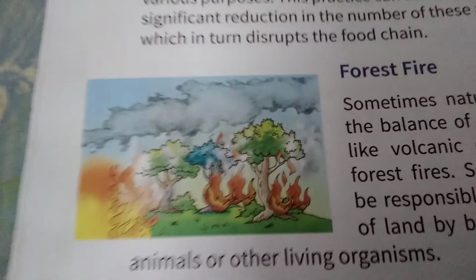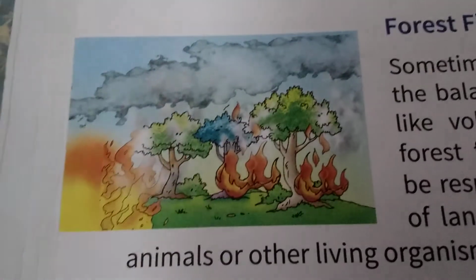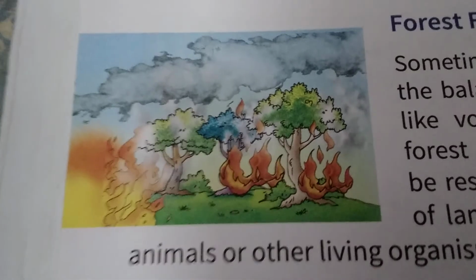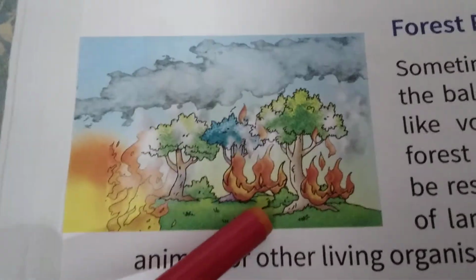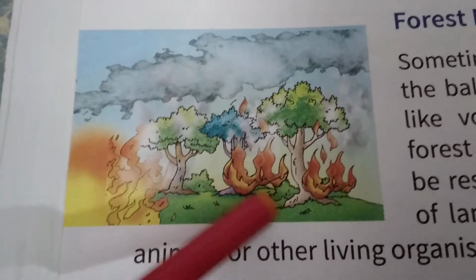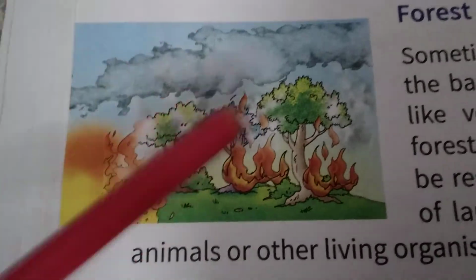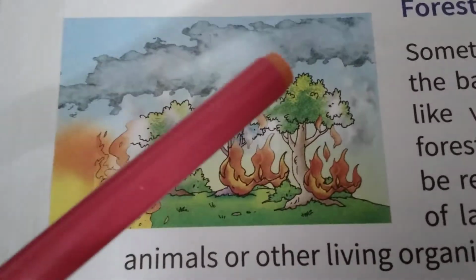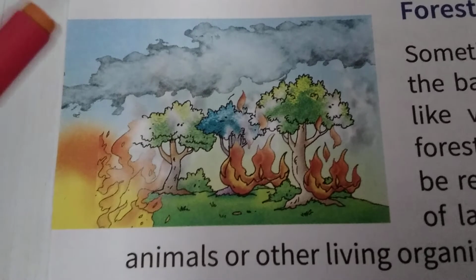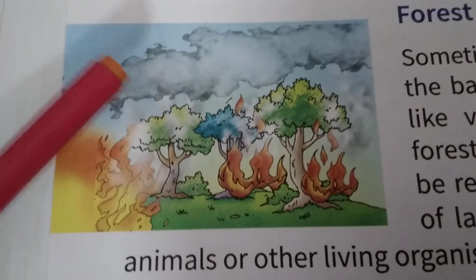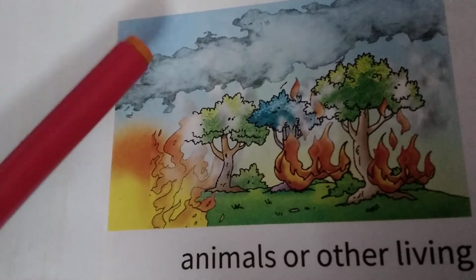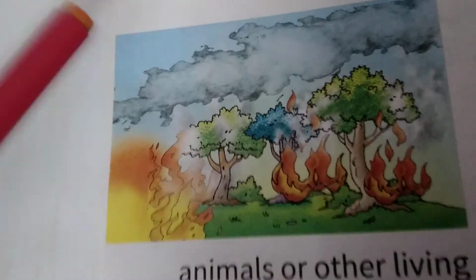Sometimes nature plays a role in disturbing the balance of the ecosystem. Natural phenomena like volcanic eruption, lightning can cause forest fire. And sometimes human activities can also be responsible for this. The extensive land burns down and the trees burn down, and a huge number of animals are killed. So the natural balance is also disrupted.